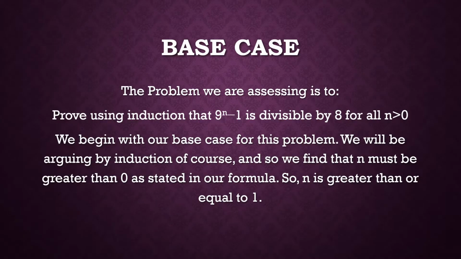It's a cool explanation. So the problem we are assessing today is proving using induction that 9 to the nth power minus 1 is divisible by 8 for all n greater than 0. So we want to begin with our base case for this problem. We will be arguing by induction, of course. And so we find that n must be greater than 0 as stated in our formula. So n is greater than or equal to 1.